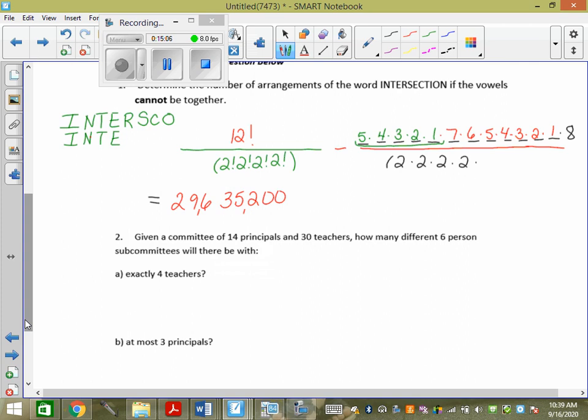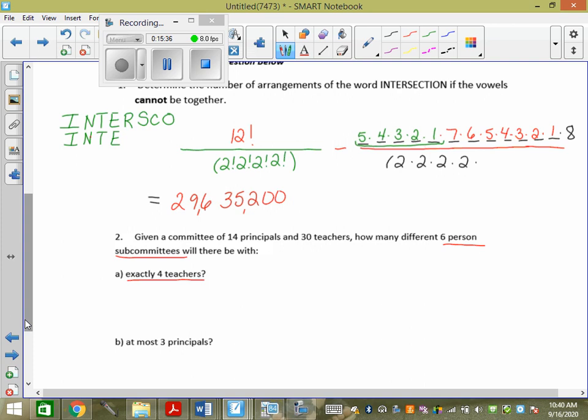Now here is given a committee of 14 principals and 30 teachers, which is 44 people. How many different 6-person committees will there be? If that was the question, if that was all it was, you would go 44C6, right? But that's not the question. It says exactly 4 teachers. So I need a 6-person committee, subcommittee. Does it have jobs for those 6 people? No, so I'm going to use C, because order doesn't matter.